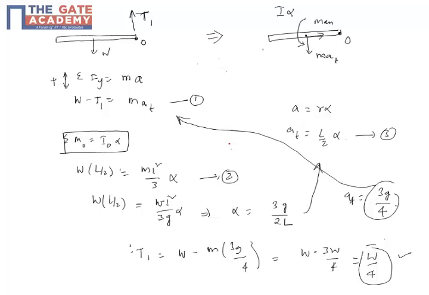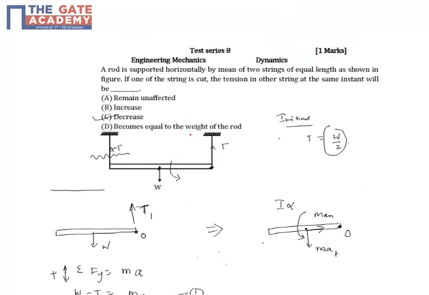The intuition is always that when one of the strings is cut, the entire right string takes the load W. That is false, because that can happen only when the body is in static equilibrium. But in this problem the body is in dynamic motion, so you have to consider it as a dynamic problem and solve it. So this is a very important problem. C is the answer. The tension reduces from W by 2 to W by 4. Thank you.